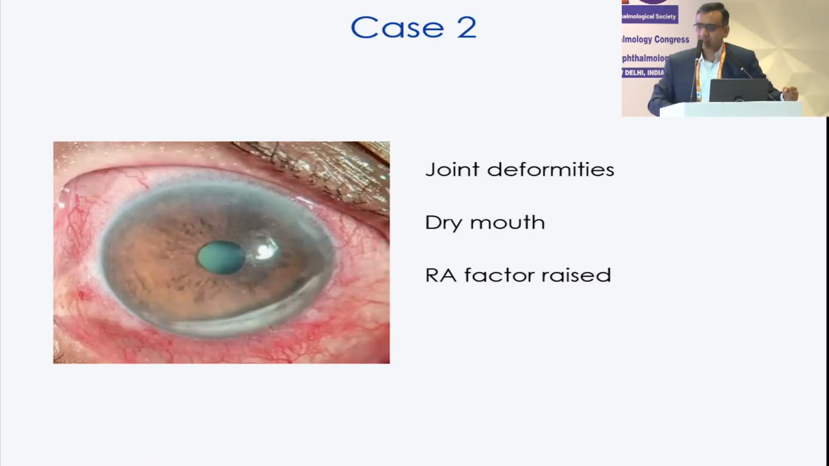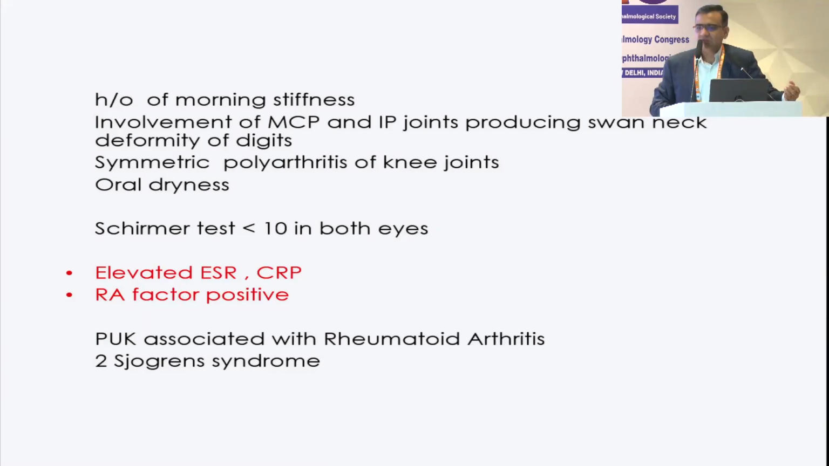The second case, the lady that I talked about, had very obvious joint deformities in both the hands as well as the toes. She had dry mouth and a very highly raised RA factor. So when you see this, in both of these cases you're looking at PUK associated with a systemic disease. It was rheumatoid arthritis in case 2. In the first case, the rheumatologist felt it was an overlap between RA and SLE. There's an overlap where cases can have features of lupus as well as rheumatoid arthritis, and that gentleman had an overlap of RA and SLE.